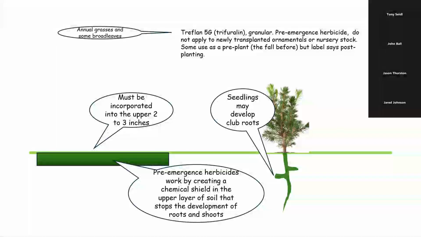Now, the issue with this too is it needs to be incorporated. You need to incorporate it in the upper couple of inches of the soil, because what happens is these pre-emergence herbicides work by producing a little chemical shield, if you will, to stop the development of roots and shoots from the seedlings.